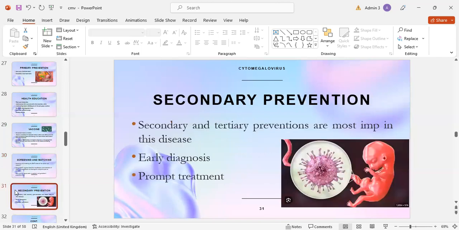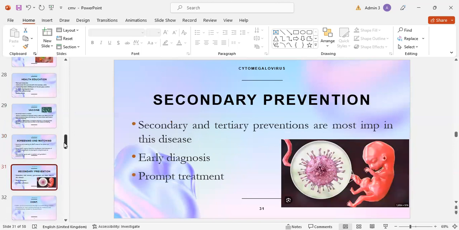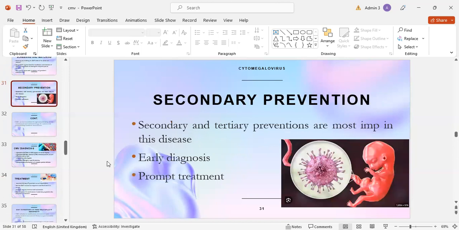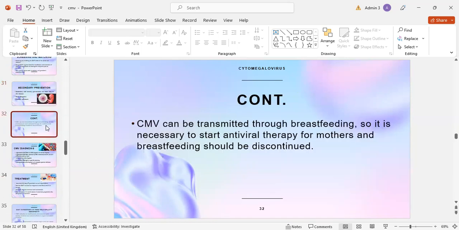Secondary prevention. Secondary and tertiary preventions are the most important in this disease. They include early diagnosis and prompt treatment. Cytomegalovirus can be transmitted through breastfeeding, so it is necessary to start antiviral therapy for mothers, and breastfeeding should be discontinued.